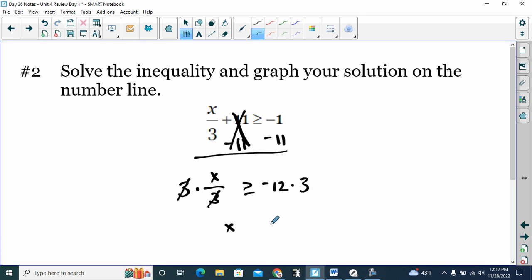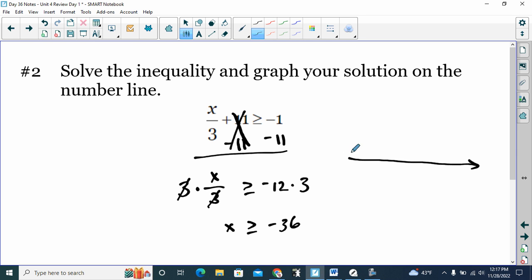Negative times positive is negative 36. I multiplied both sides by positive 3. Therefore, I do not flip my inequality around. Even though this was a negative number, what I multiplied both sides by was a positive.